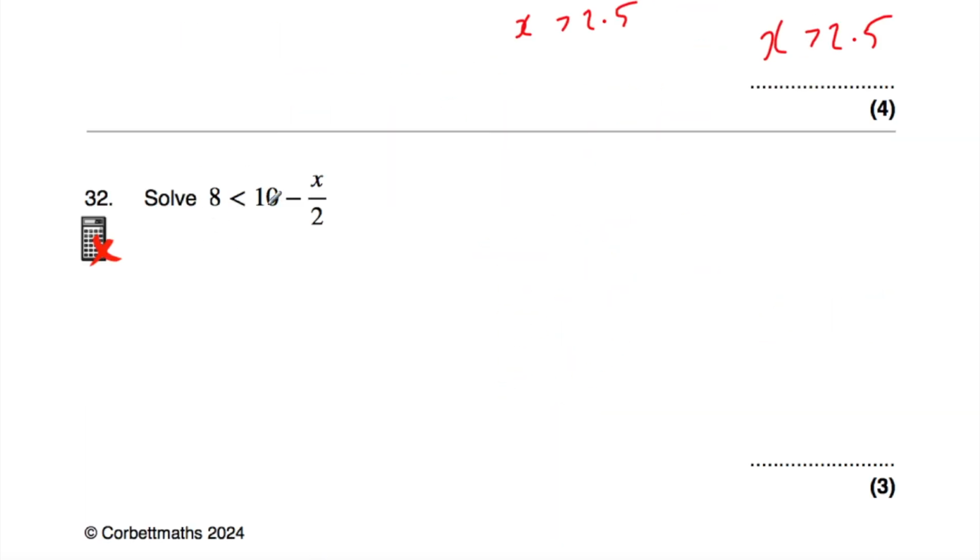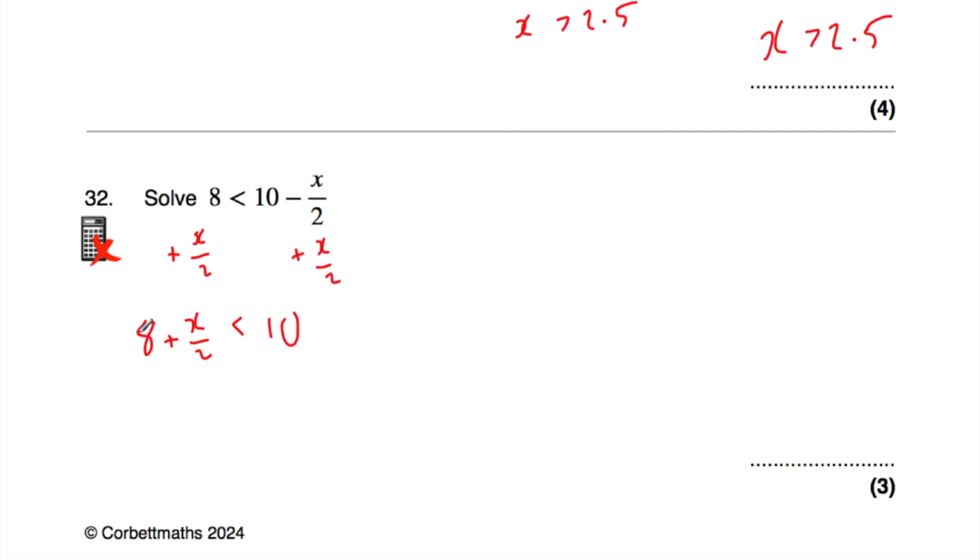Okay, so question number 32, we've been asked to solve 8 is less than 10, subtract x over 2. So we want to solve this inequality. Because we're taking away x over 2, I'm going to add x over 2 to both sides. So on the left-hand side, we had 8, and then we're adding x over 2, and that's going to be less than. And on the right-hand side, we're adding x over 2 to get rid of the minus x over 2, so we'll just be left with 10.